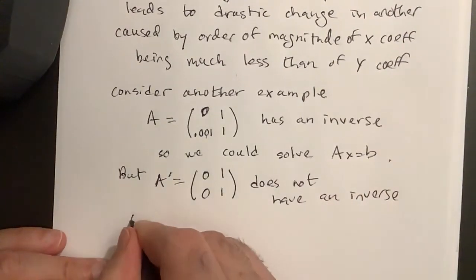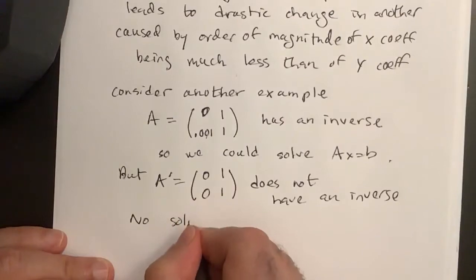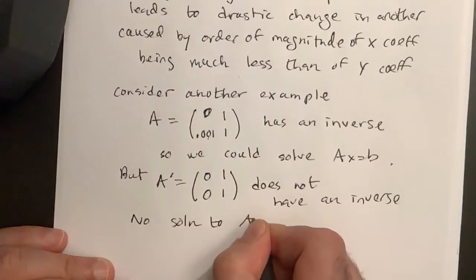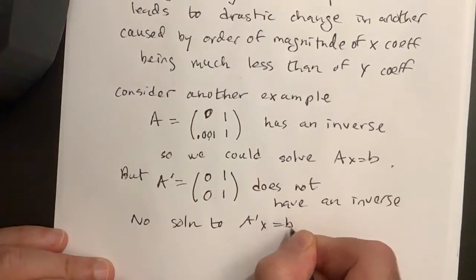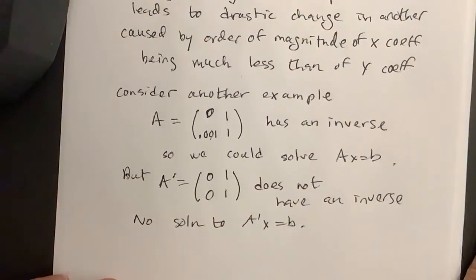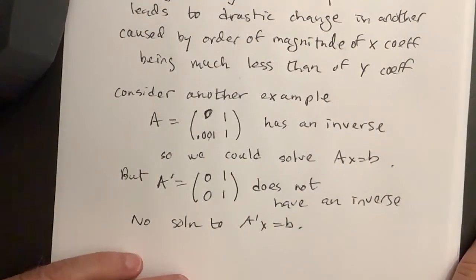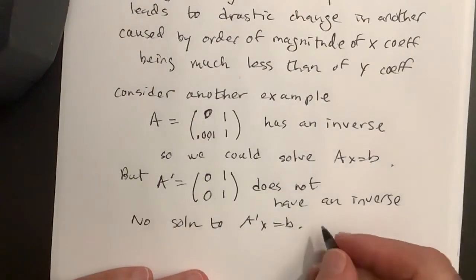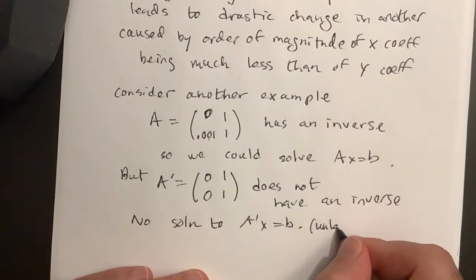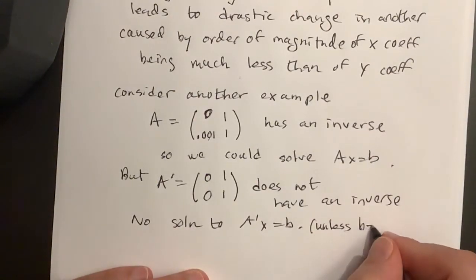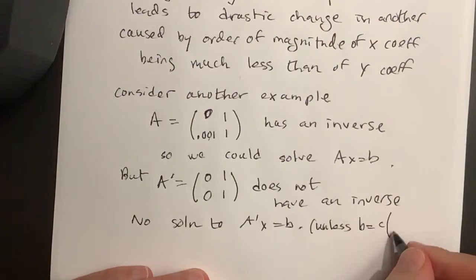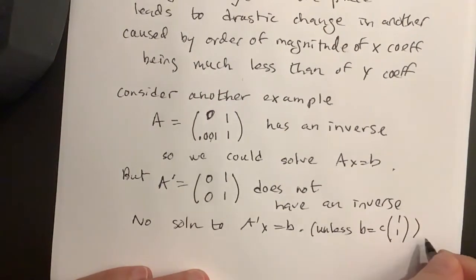Okay, so no solution in general, right? There might be a solution unless b equals some multiple of (1, 1), or something like that.